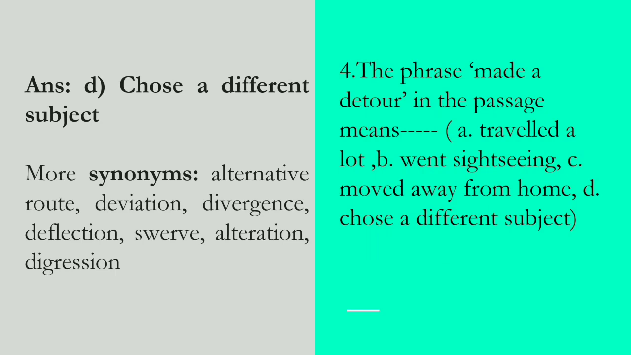And you can find more synonyms. Detour means alternative route. Usually we use that term when you describe something about travel. Alternative route, deviation, divergence, deflection, swerve, alteration, digression, etc. Digression: often when we talk about something and all of a sudden we move on to something else, or talk about a different topic, we call it a digression from the topic. So similar words: alternative route, deviation, diversion, deflection, swerve, alteration, and digression.